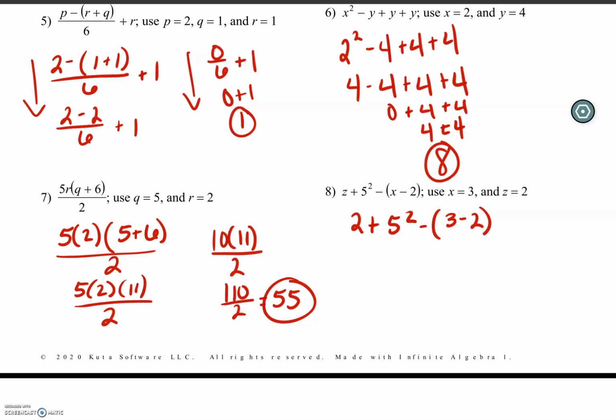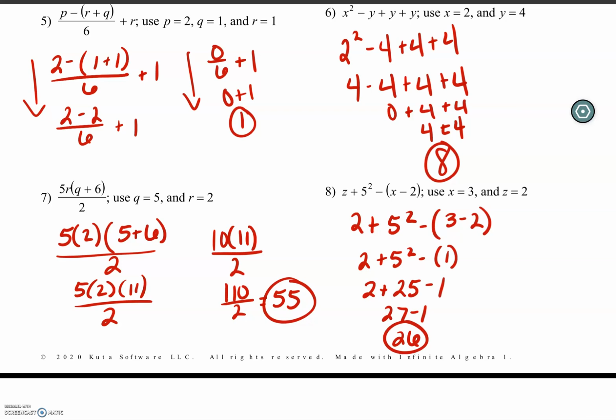So let's take care of the parentheses first. So I still have 2 plus 5 squared minus, 3 minus 2 would be 1. Now let's take care of the exponent. 2 plus 5 squared. Remember, exponents tell us repetitive multiplication of the base, so that would be 5 times 5, which is 25, minus 1. Now we're going to work left to right. 2 plus 25 would be 27, minus 1 would be 26, and that would be our final answer.